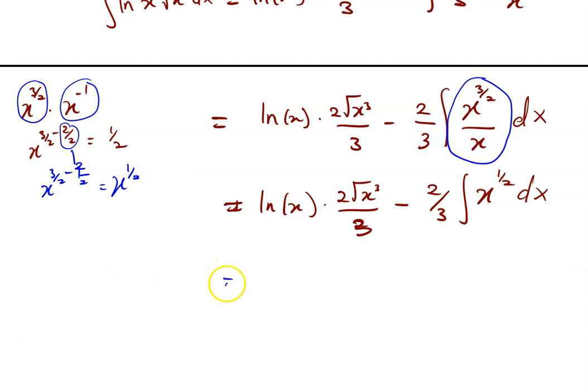So let's proceed. So we have our ln x multiplied by 2 root x cubed, all divided by 3 minus 2 on 3. Then if I should integrate this, what do I get?